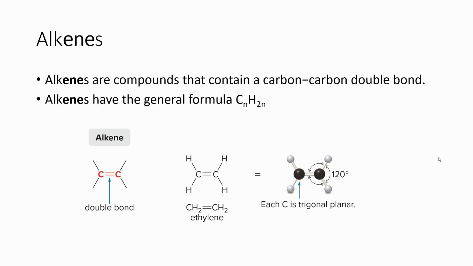Something also interesting that sometimes can help us is that alkenes have a general formula. However many carbons there are, there are twice as many hydrogens if you just have one double bond.